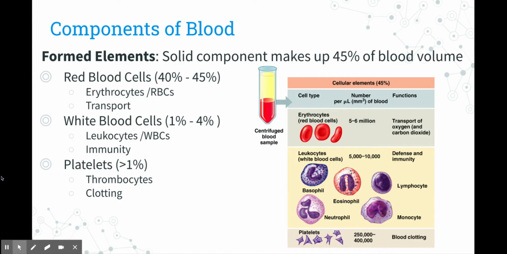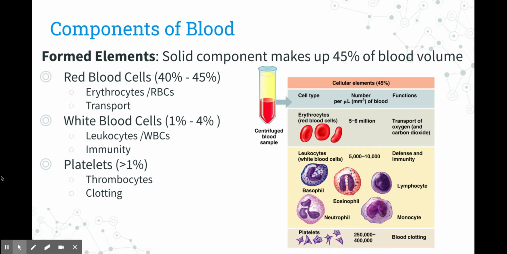The cellular components, sometimes called the formed elements, are the solid parts, and they make up 45% of our blood volume. The majority of that is the red blood cells, also called erythrocytes or RBCs, and their main function is in transport, specifically oxygen and carbon dioxide.